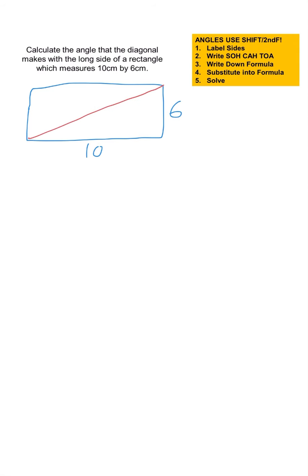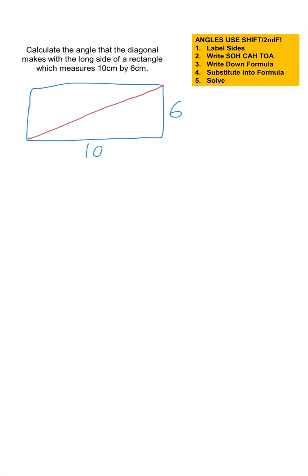So in this question now, it says calculate the angle that the diagonal makes with the long side of a rectangle which measures 10 centimeters by 6 centimeters. Okay, so let's draw this out. Okay, so there's my rectangle. There's the length of 10, width of 6, and then we need to calculate the angle that the diagonal, so let's draw that in, makes with the long side of the rectangle.